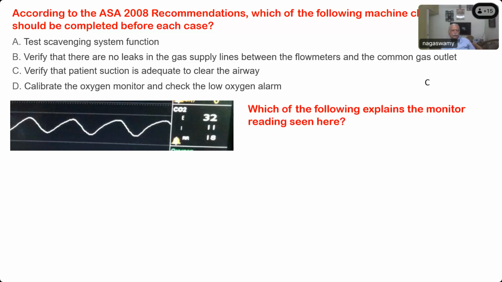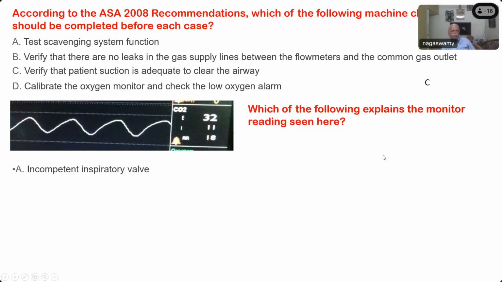Exhausted soda. Capnograph is there, CO2 expired, inspired 11, all the values are given. So this is a capnograph tracing which is shown. Now, which of the following explains the monitor reading seen here?